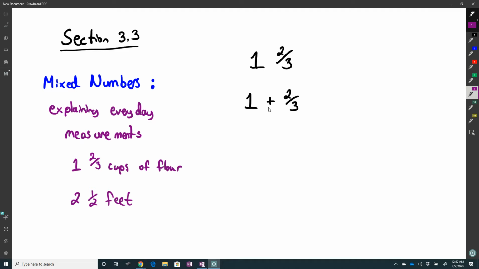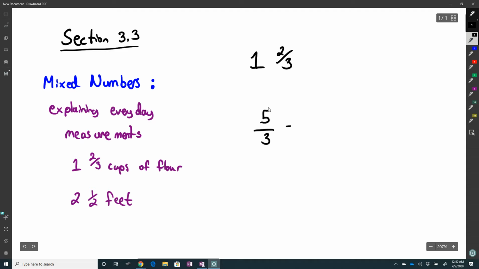So let's see, 1 2/3 is 5/3. Let me go ahead and rewrite this a little bit. We have 5/3 is the same thing as 1 plus 2/3. All right. Now, each of these has names, and we're going to be using these names in this section a lot.